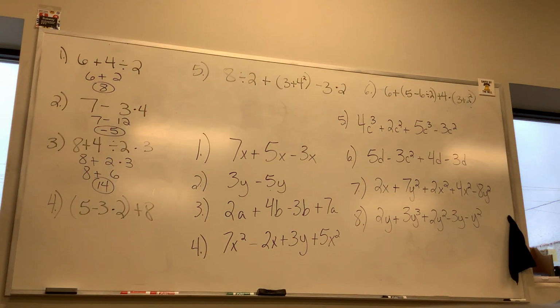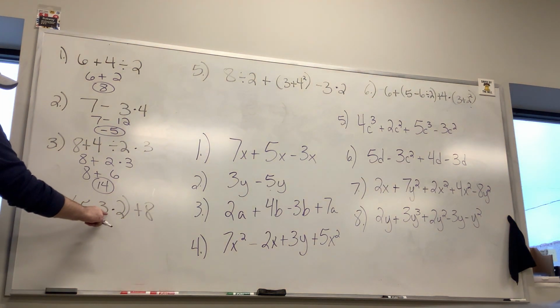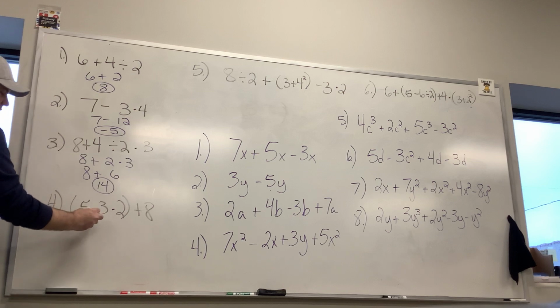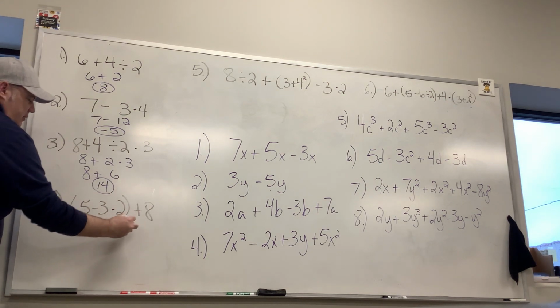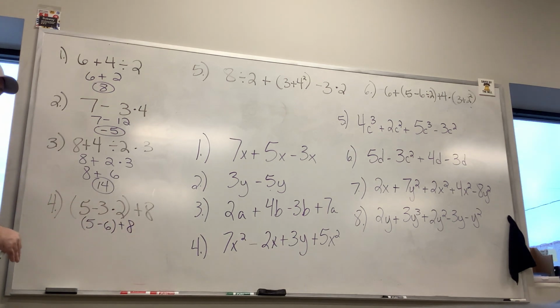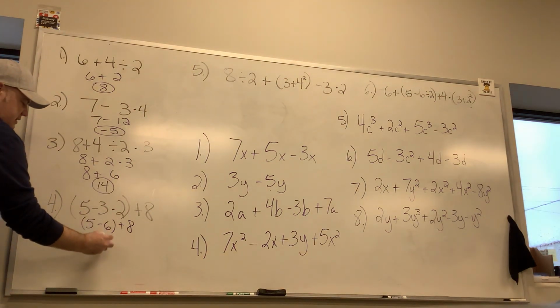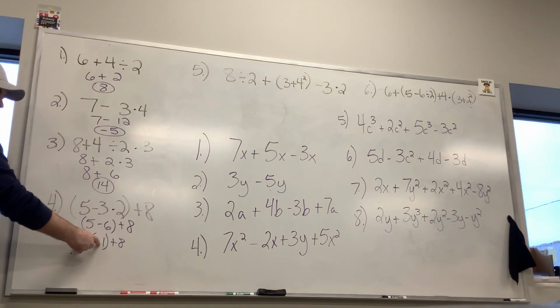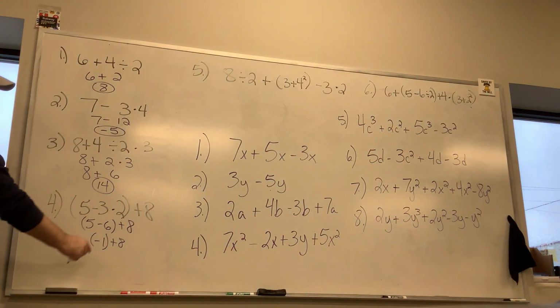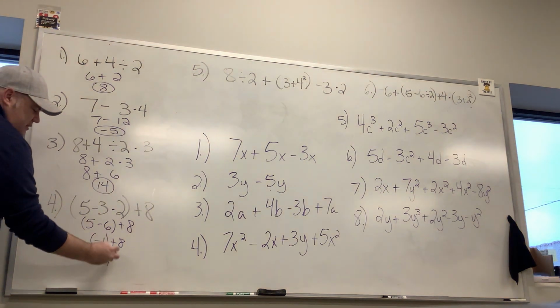Okay, this one you're going to work inside the parentheses first, and you're going to do the multiplication inside the parentheses first, so you're going to get 5 minus 6, and that's still in parentheses. You've not gotten out of it yet. Then you do 5 minus 6 is negative 1, okay, and that can either be in parentheses or not, but you're done inside the parentheses, and so now you just do negative 1 plus 8, which is a positive 7.